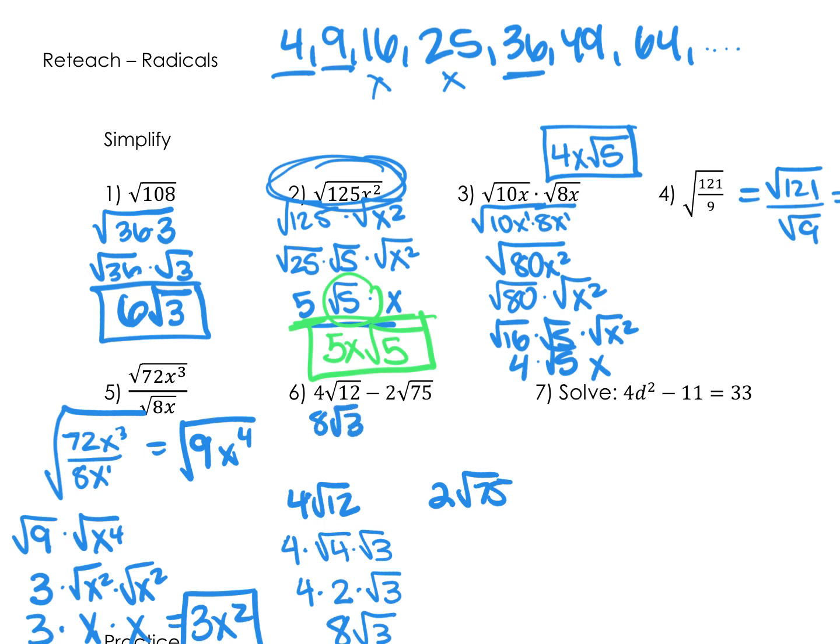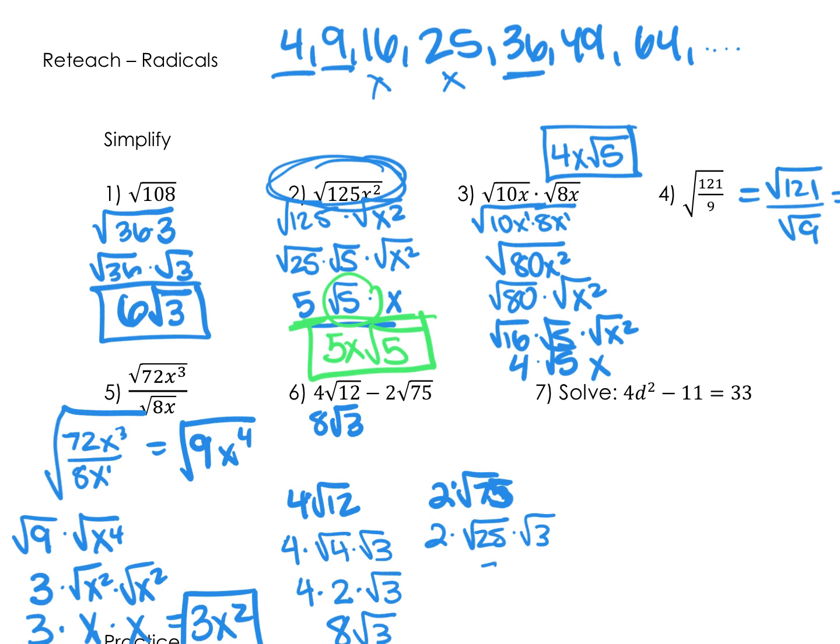Now we're going to do the same thing with 2 radical 75. We want the biggest perfect square that divides 75. The biggest perfect square that divides 75 is 25, so we can break that up into 25 times 3, all under the radical. Sorry, that's a little messy. Don't forget this 2 in the front. Remember, it's being multiplied, so bring it down.